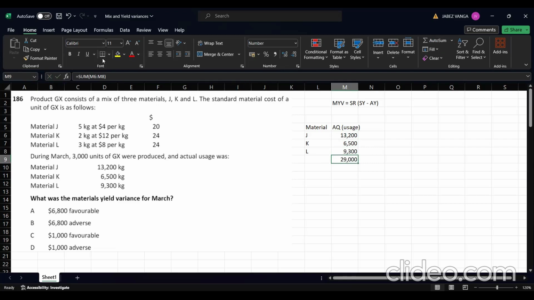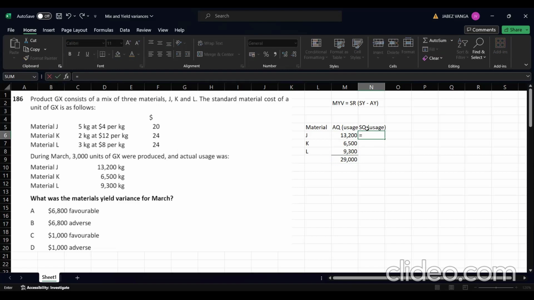Standard consumption is given per unit. One unit consumption is 5 kgs, 2 kgs, and 3 kgs. So the standard quantity, that is usage for 3,000 units of output: 5 kgs of material J is required to make 1 unit of GX. So 5 kgs into 3,000, and then the other one is 2 kgs into 3,000.